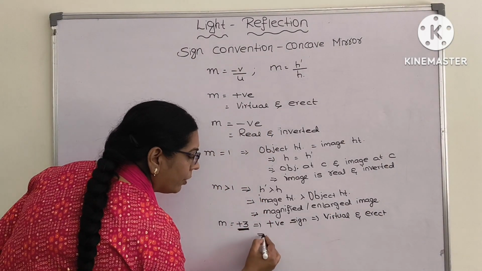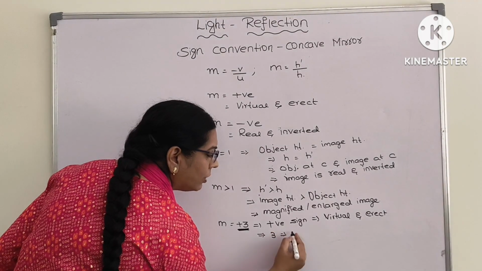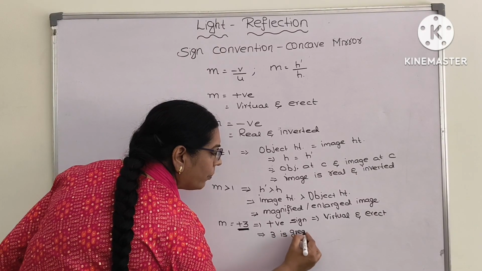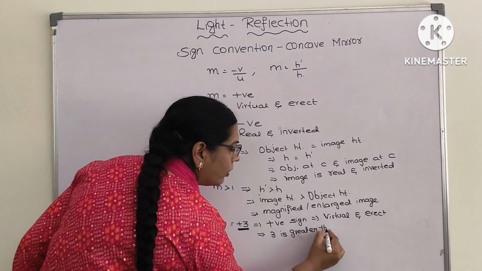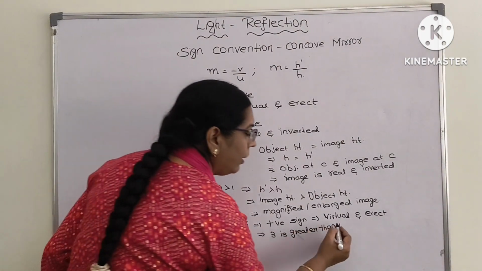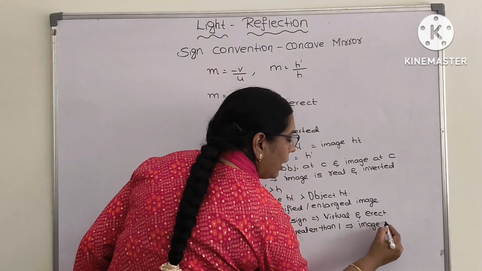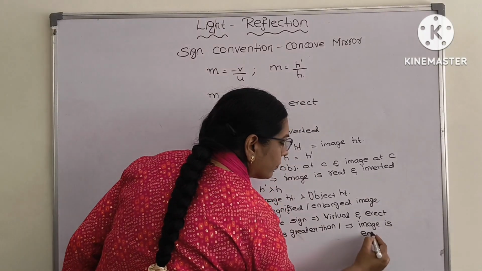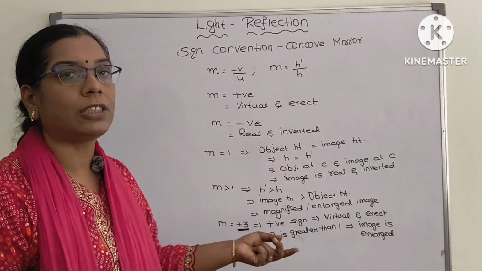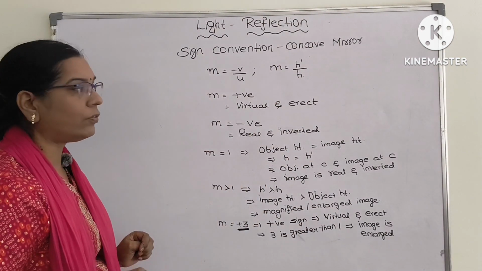And 3 is greater than 1. So whenever the magnification has a value greater than 1, what does it mean? It means that the image is enlarged. So this is a virtual and enlarged image. So where will you get this? This you will get behind the mirror, on the other side of the mirror.